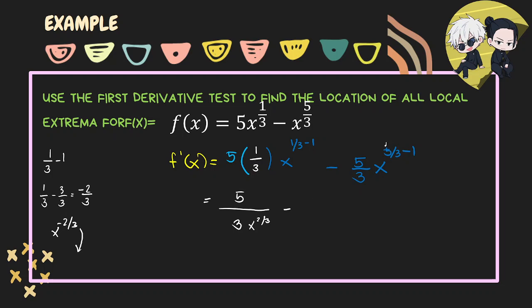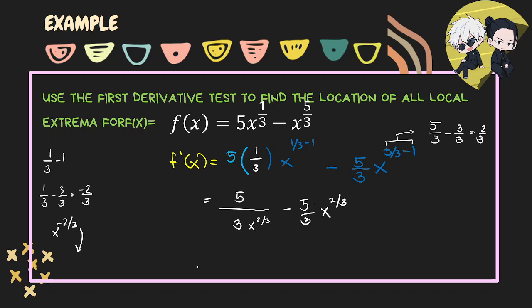What is 5 third minus 1? So, in your calculator, just type that. You will get an answer of, ano sagot? 5 third minus 1. Minus 3 over 3. This is 2 third naman, no? So, positive 2 third. So, we'll retain. So, 5 third, 5 over 3, x 2 third.